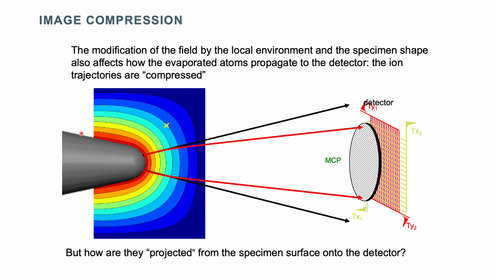If you want, the shank here is also positively charged, so it's repelling the ions towards the specimen main axis there. And so we can consider that the ions are projected from this surface onto the detector, and by knowing the impact position, we should be able to backtrack where they come from on the specimen surface. So we don't really need to know the precise trajectory. What we need to know is how we can reverse project an impact position onto the specimen surface.